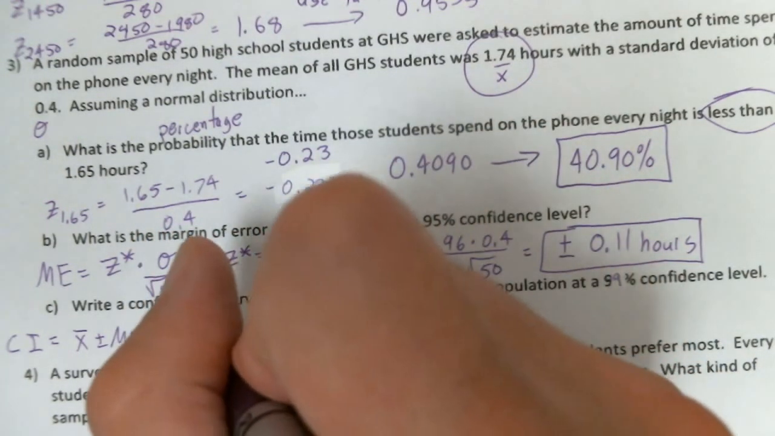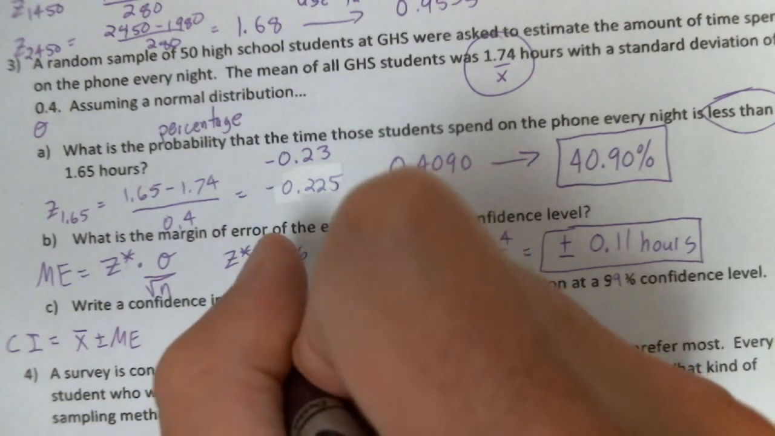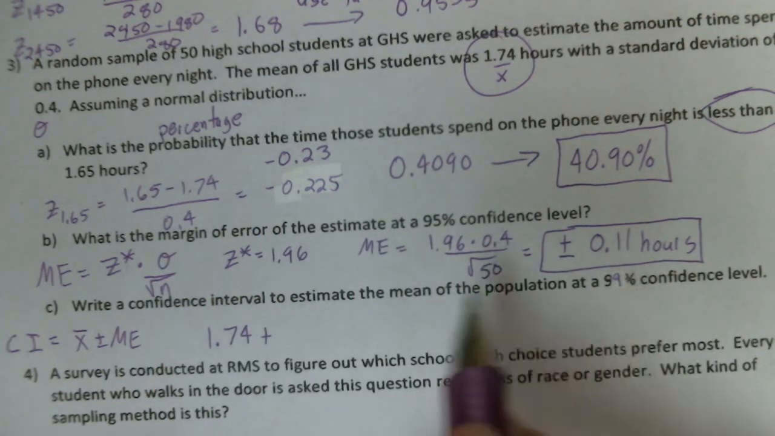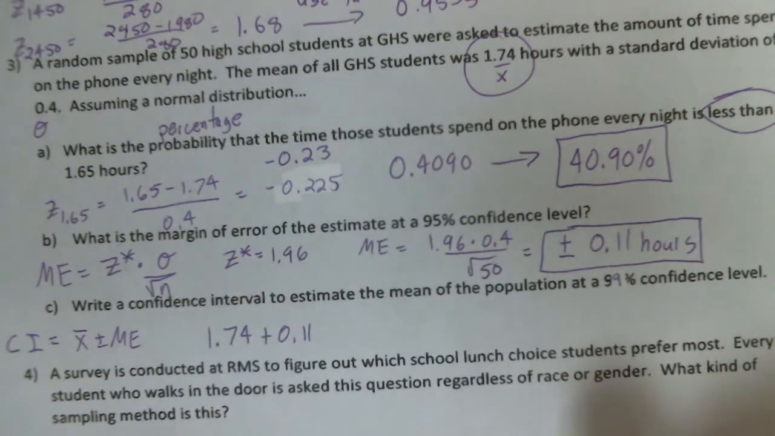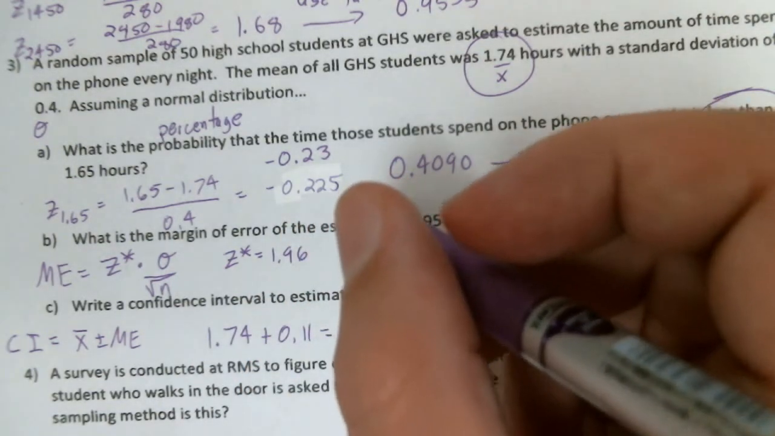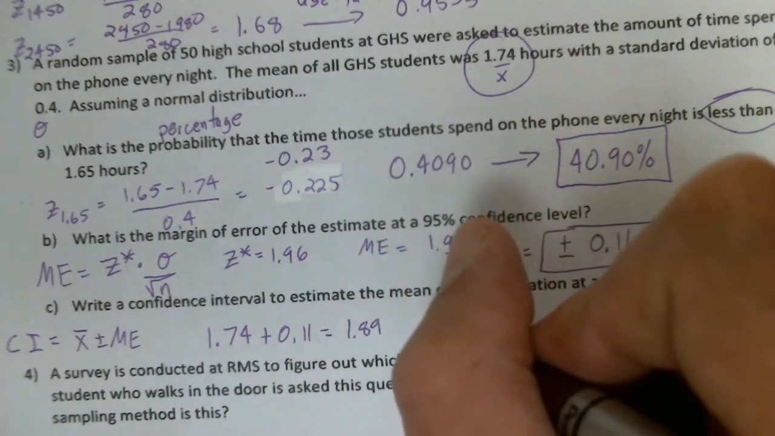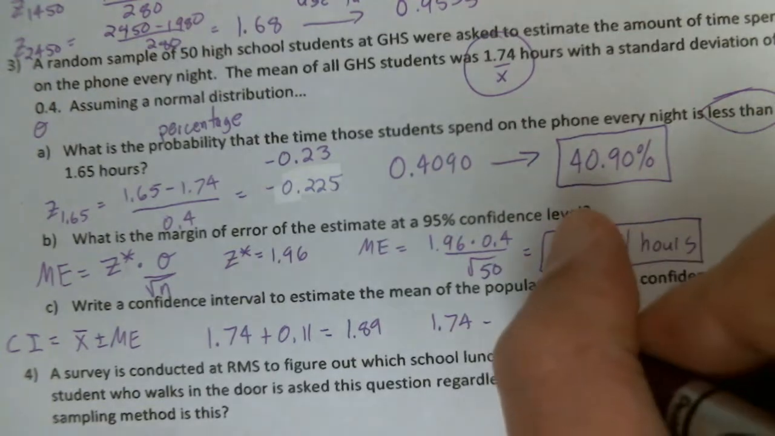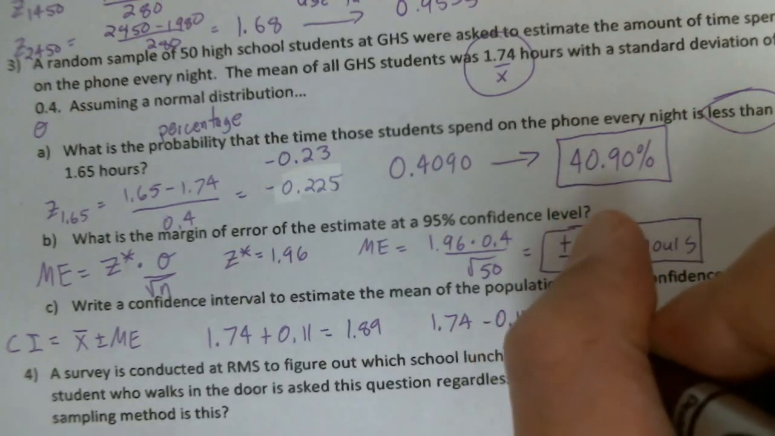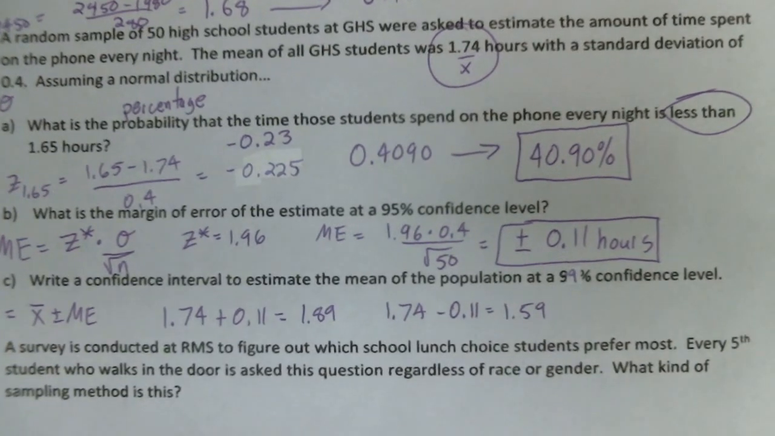So I'm going to take our average, 1.74, and add the margin of error, 0.11. That gives me 1.89. Then I'm going to take our average and subtract the margin of error, and that gives me 1.59. Okay, so there's my interval.